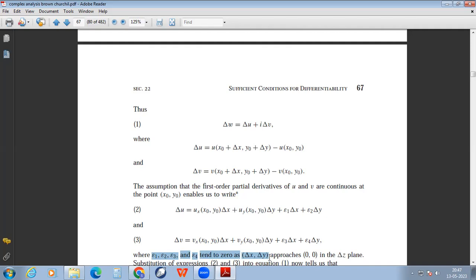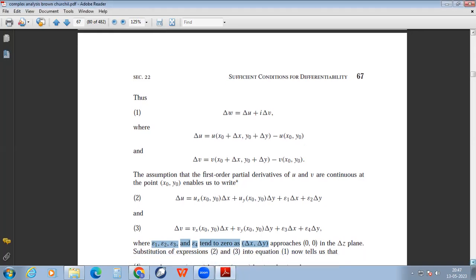Same with delta v. You can watch how we talk about delta v. So it is partial derivative of v with respect to x into increment in x plus partial derivative with respect to y into increment in y plus again something that is a negligible part, epsilon 3 times delta x plus epsilon 4 times delta y, and this tends to 0 as delta x, delta y approaches 0, 0. Is it fine?